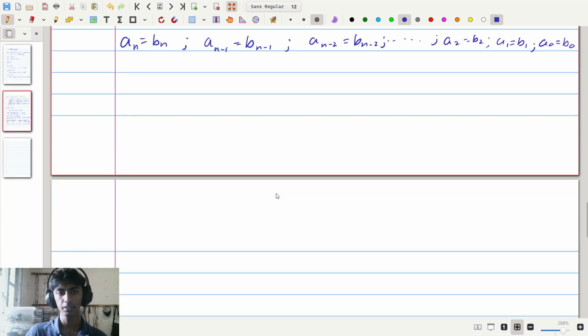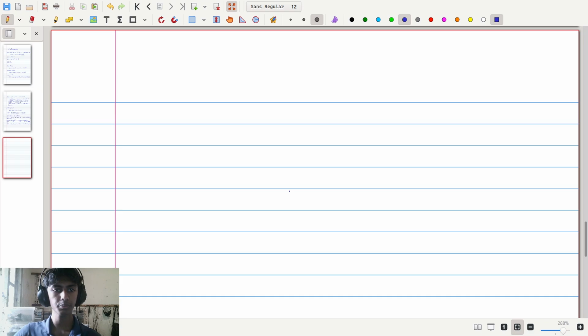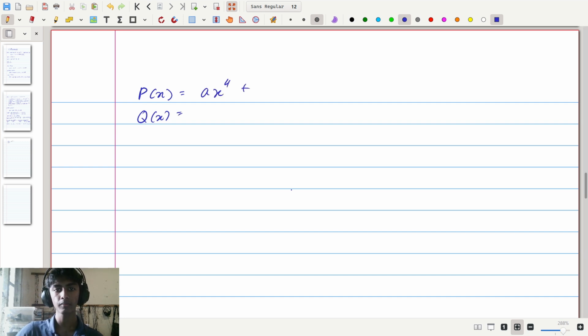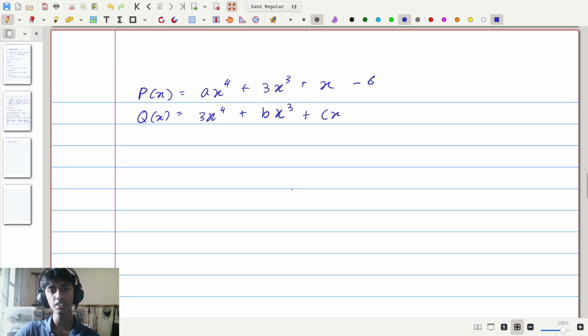For example, if we know p(x) is, let's say, something, we know q(x) is something. Let's say p(x) is a x to the 4th power plus 3x cubed plus x minus 6, and we know that q(x) is 3x to the 4th plus bx cubed plus cx squared plus x plus d, let's say.